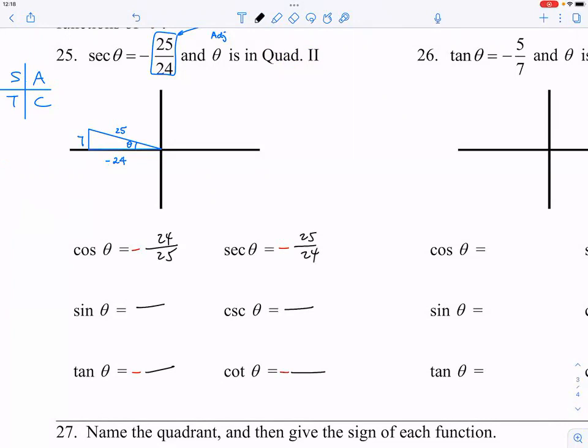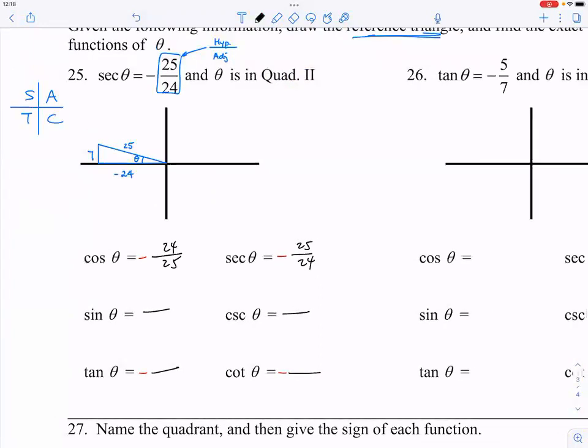Now, it may sound hilarious, but I hope I don't see it tomorrow. Some people will manage to lose a point right here when it's already given. I mean, you just cannot get this wrong. Sine theta is 7 over 25. Cosecant is 25 over 7. Tangent theta is negative 7 over 24. And cotangent is negative 24 over 7.